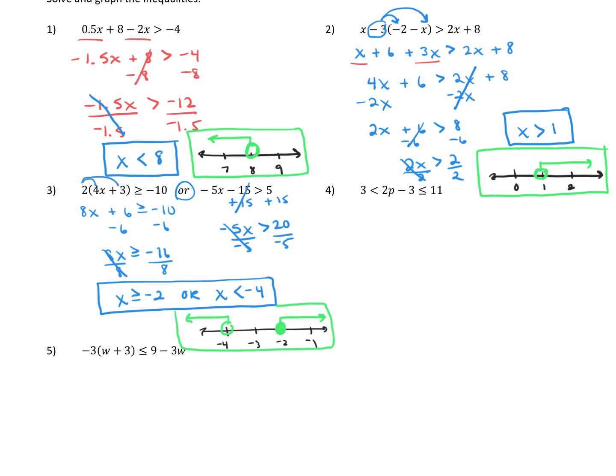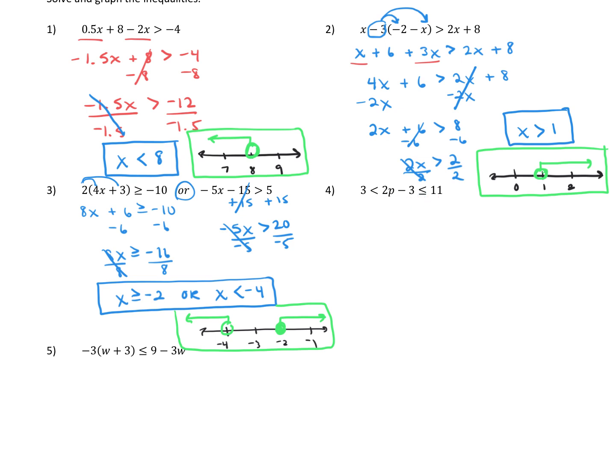Okay, number 4, this is a compound inequality. Do you notice how we have two inequalities? That's what makes it a compound, and it's all connected. We don't see the word or, so this is not going to be an or. This is a very common way to represent an and inequality.